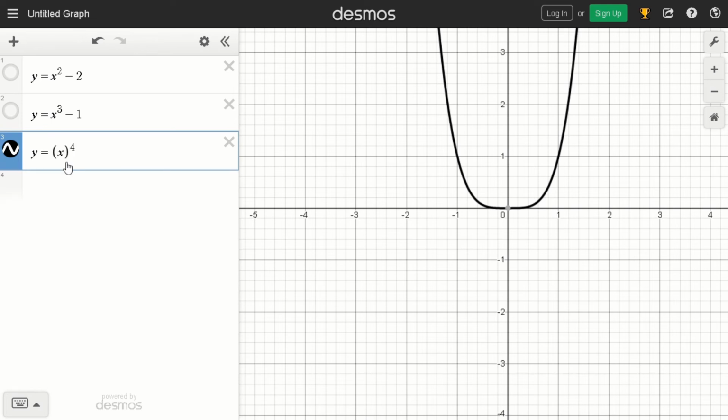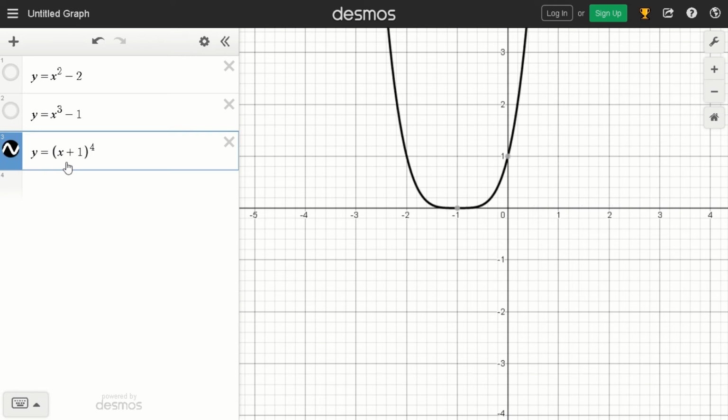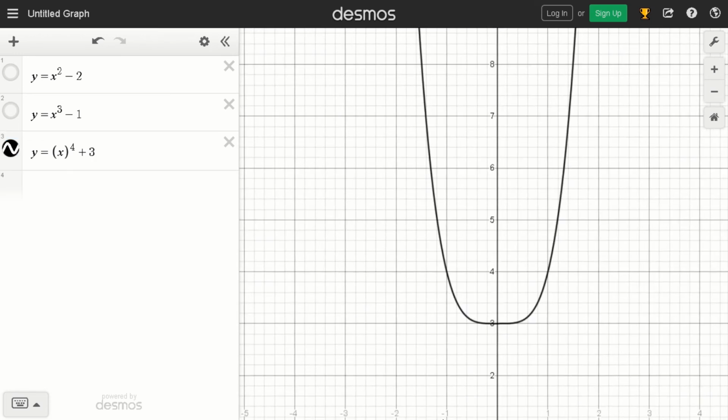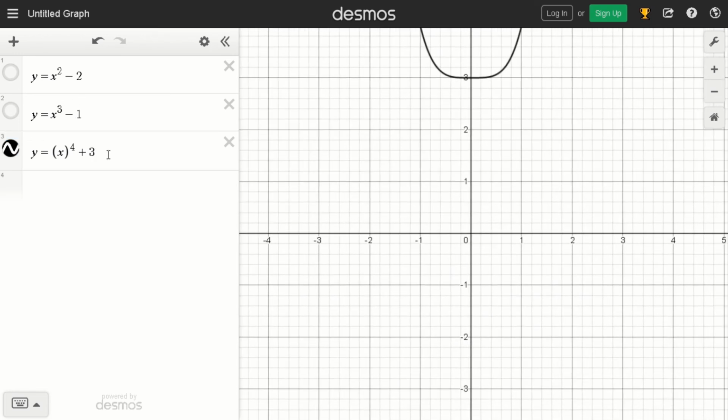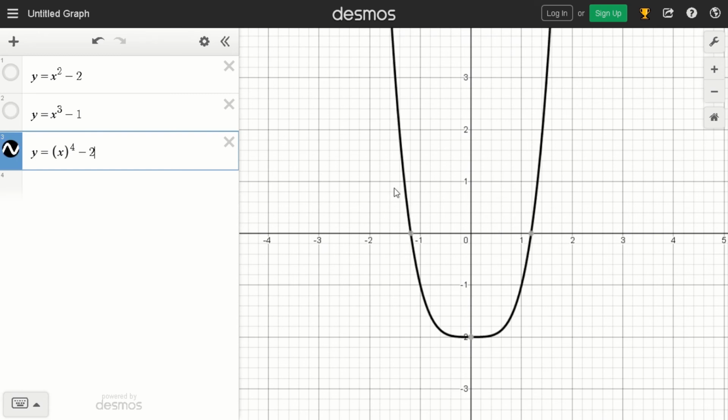From this one, minus 2, it goes to the right. However, if I add 1, it goes to the left 1 unit. So that's how it works. Now, when I have plus 3 here, it goes up. As you can see on the graph, it goes up 3 units. And then minus 2, it goes down 2 units.